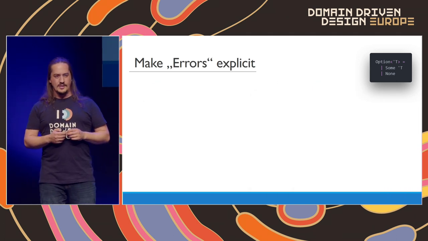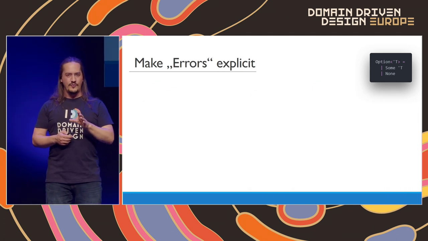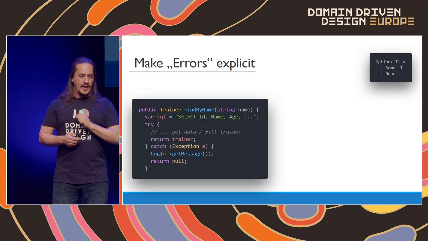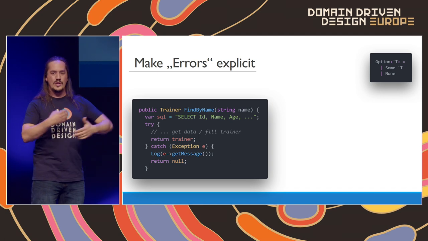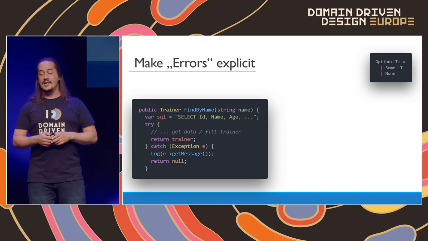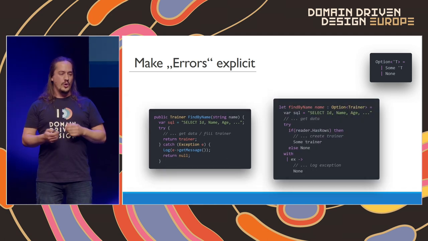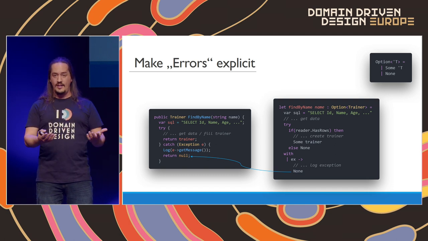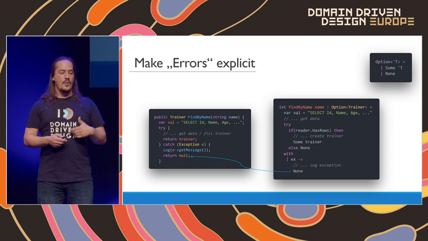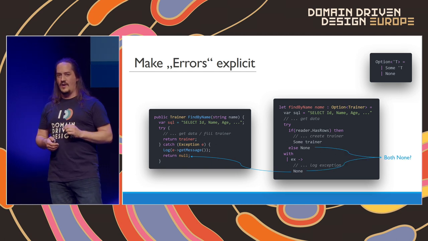Now let's talk about errors, because errors are a little bit different. If we have something that we want to do, right? We ask a database, we get some data back, we do some computation, and then something breaks and we hit an exception. What would we do in the case that we get an exception? Well, in the old case, we return null and throw some exception. Now we return none. Cool. But we also return none when no trainer is found.